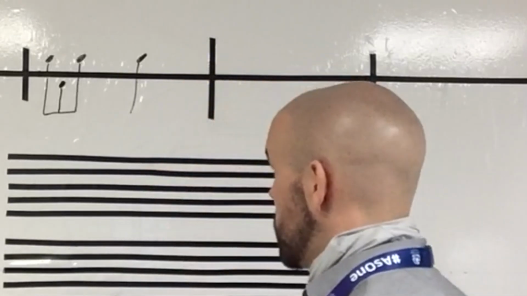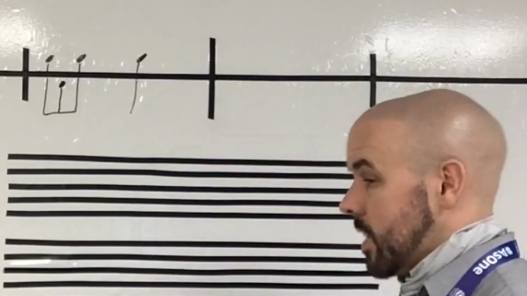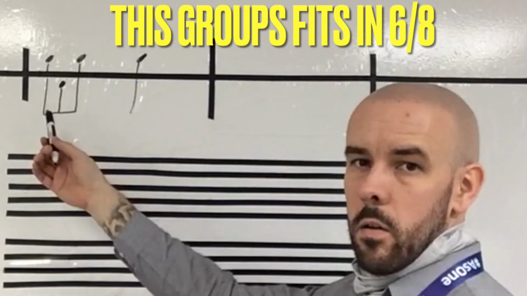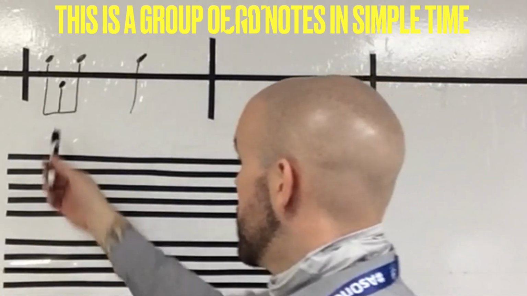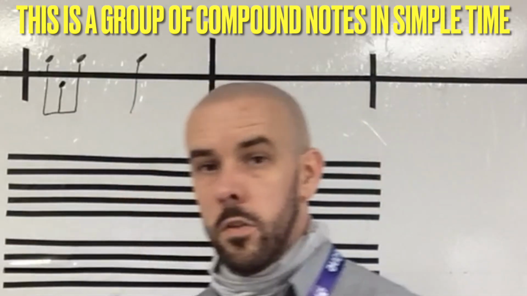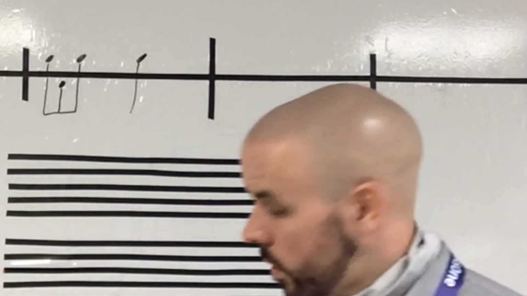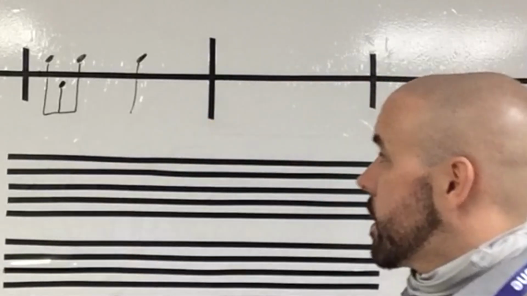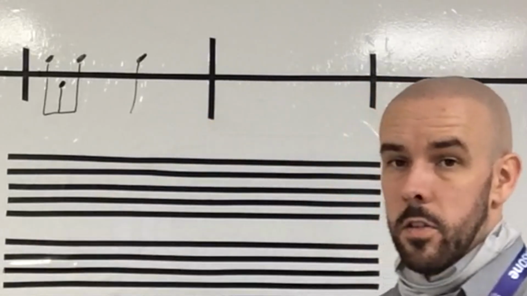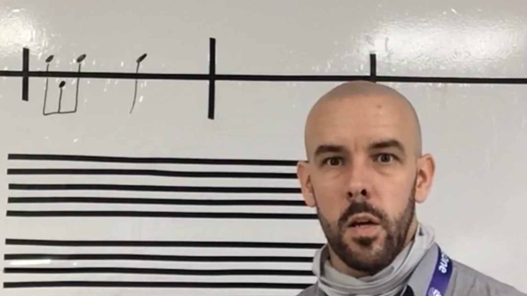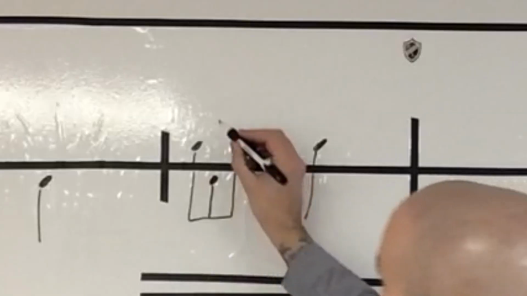Okay? So, if we were playing in 6/8, remember the rhythm in 6/8 was 1 2 3, 2 2 3, 1 2 3. That group of notes fits in a 6/8. So there's our group of compound notes played in simple time. I want to play that exact rhythm, but I want to play it here. So how would I signify that that group of notes is going to be played in simple time from compound time? You put a 3 over it.